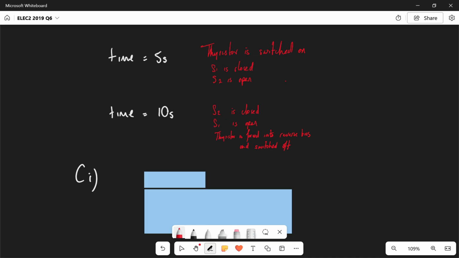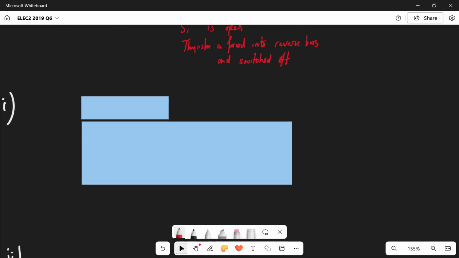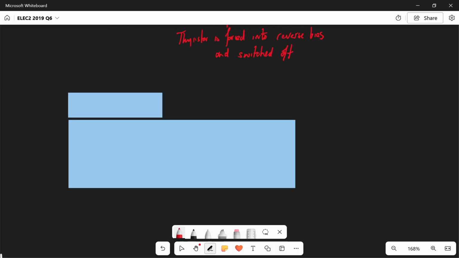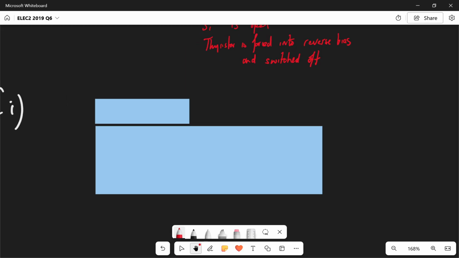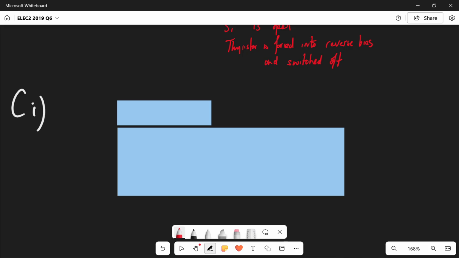Part C. The triac is used to control the brightness of a lamp, using a phase control subsystem. The circuit diagram is shown below. Identify component X and describe its function in this system. Well, I think most of us would be able to identify component X because X is a diac. But describing its function is a little bit more complicated.